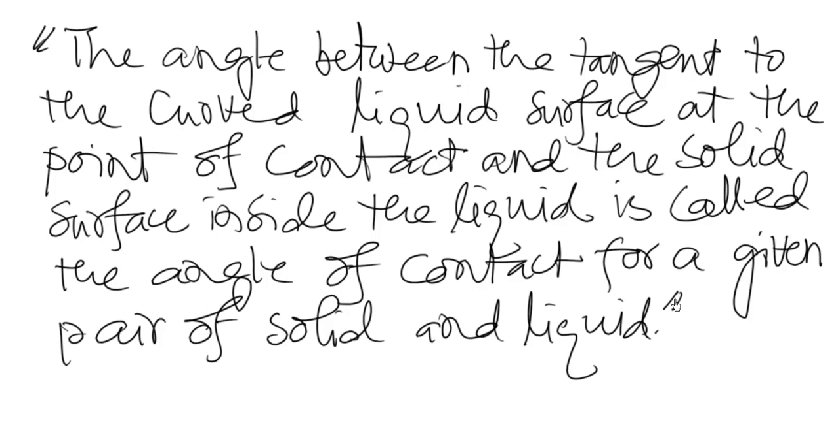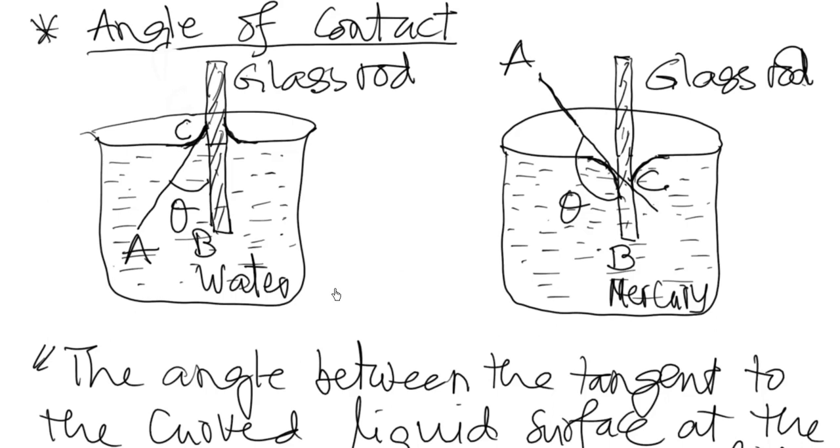Now the liquid that wets a solid, for example water and glass, the angle of contact becomes acute, or less than 90 degrees. Here theta is less than 90 degrees, but here theta is greater than 90 degrees. For glass and pure water, the angle of contact is about 8 degrees.